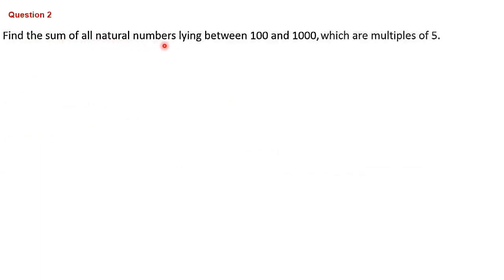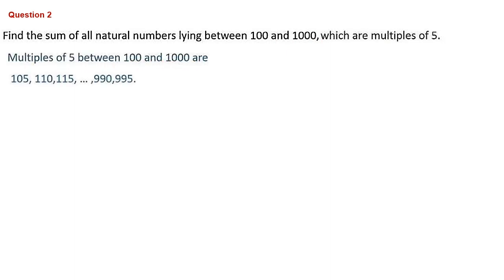Next we shall discuss the second question. Find the sum of all natural numbers lying between 100 and 1000 which are multiples of 5. Here, find the sum of all natural numbers lying between 100 and 1000. So the multiples of 5 between 100 and 1000 we have to write. First of all, 100. Next, lying between 100 and 1000 means just after 100 you have to start.